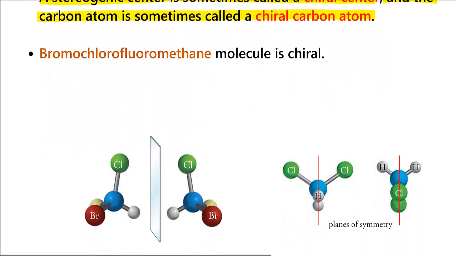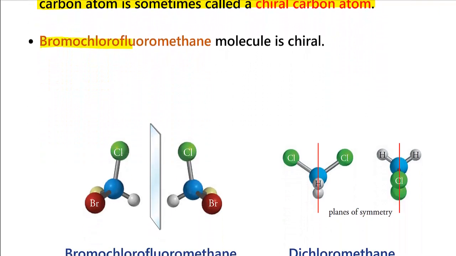So the bromo, chloro, fluoromethane molecule, that is the previous molecule. This has a bromo, chloro, fluoro and hydrogen. So this is a methane. If you remember, what is the formula for methane? This is the formula for methane, CH4. Now if I replace 3 hydrogens, one with a bromine group, another with a chlorine group, another with fluorine, we will have bromo, chloro, fluoromethane.